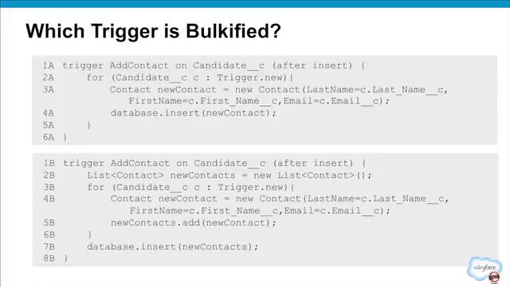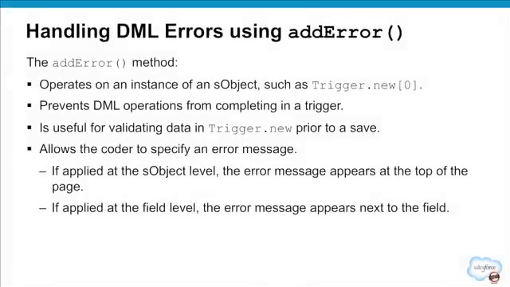All right, so how do we prevent records from being committed to the database? Well, the way that we do it is there is a method called addError. addError is a method associated with SObject, so you apply it on a record-by-record basis.